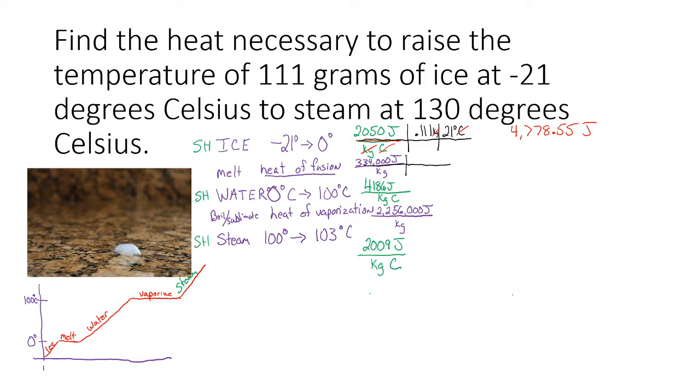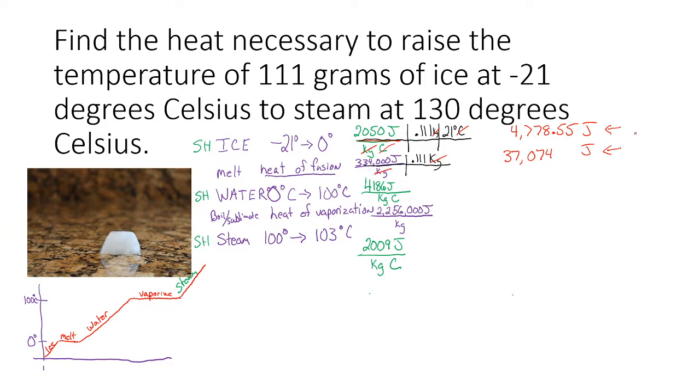Now we'll do this again for the melting. And this time, again, there's no change in temperature. So we're just going to put in the kilograms, which will cancel the kilograms, which will give me the joules. So we'll do 334,000 times 0.111, which gives me 37,074 joules. What you're supposed to notice right here is the difference between those two numbers.